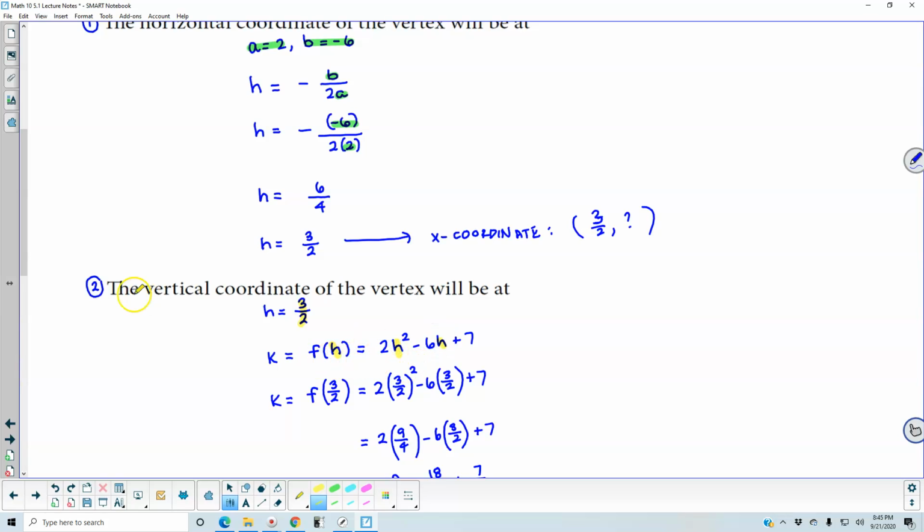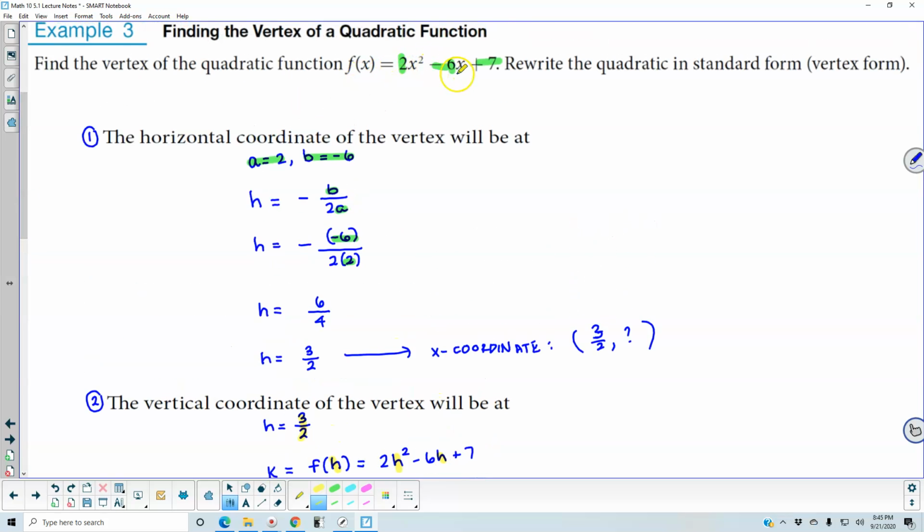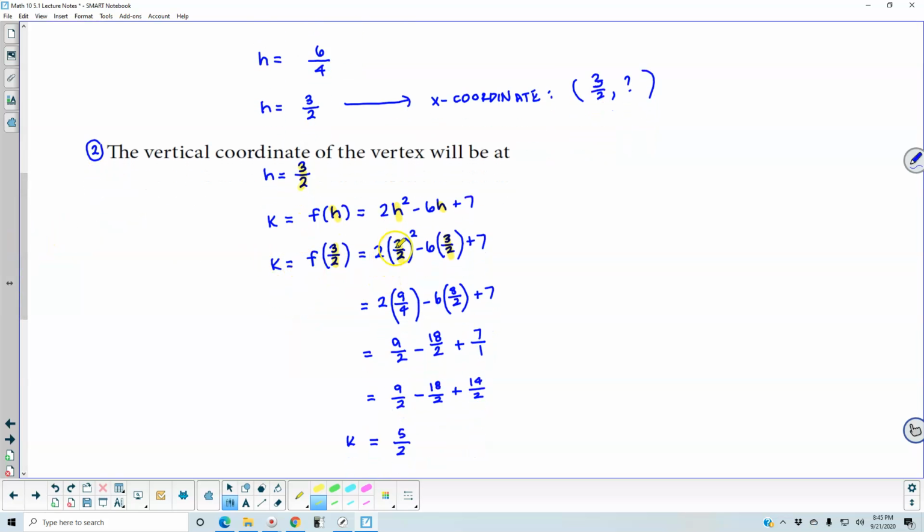So the function, if you recall, is 2x squared minus 6x plus 7. And so we're replacing x with the variable h because that's what we're plugging into the function. So now it becomes f of h, and so now h is going to become 3 halves. So it's 2 times 3 halves squared minus 6 times 3 over 2 plus 7. And then we're going to just follow the order of operations. So 3 squared is 9 over 4 minus 6 times 3 over 2 plus 7.